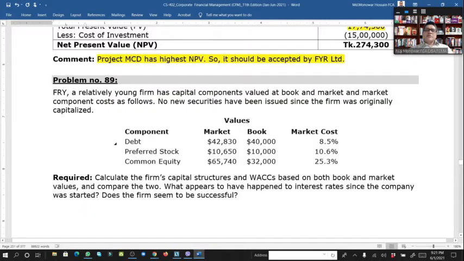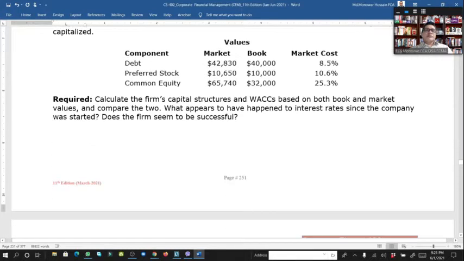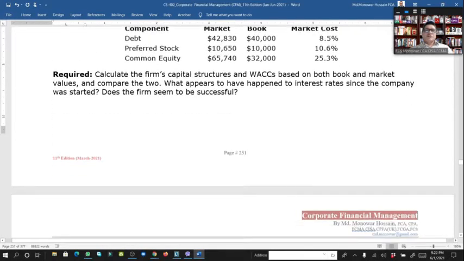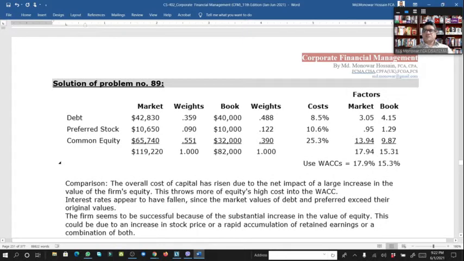Here, one is market value, book value is here, market cost is here, and from this we will calculate the weighted average cost of capital of the capital structure, based on the book value and market value. So here is a calculation. You can see one is market value, and we have to weight it.